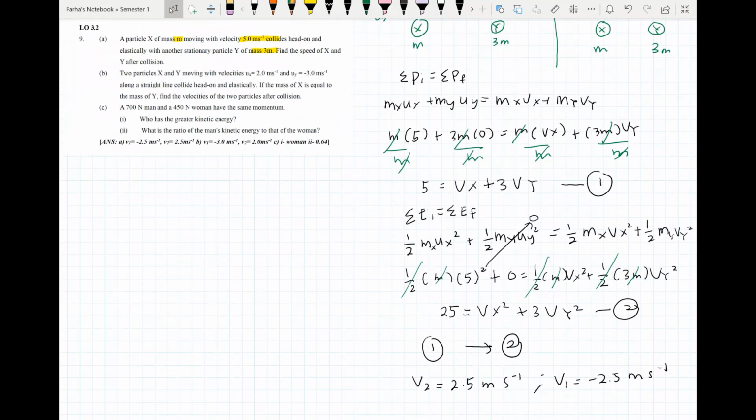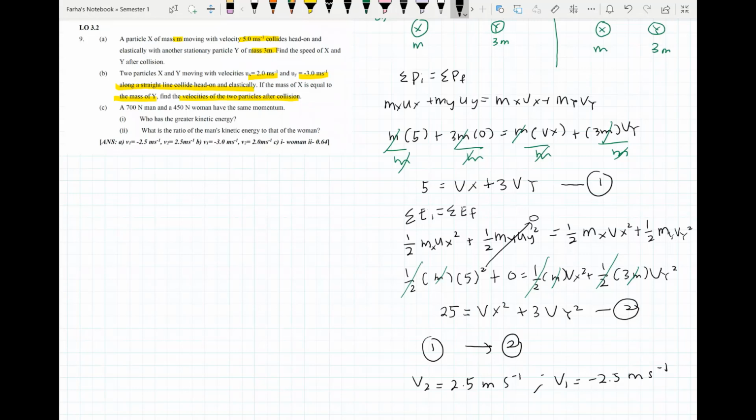Okay, kemudian kita lihat B. 9b, two particles x and y moving with velocity ux equals to 2 meter per second, uy is negative 3 meter per second, along a straight line collide head-on elastically. If the mass of x is equal to the mass of y, find the velocity of two particles after the collision. Okay, soalan yang sama, cuma yang berubah adalah dia punya m, dia punya nilai u.